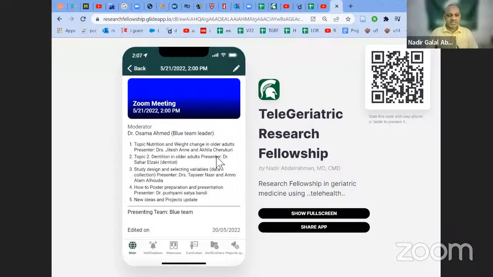I'm going to just share the agenda for today. So we have 4 main topics, and then we will talk about the project ideas and what we are going to do, or some updates. So the first topic will be about nutrition and weight changes as we get older. Then dental topic, followed by study design and some examples. And how to prepare for a poster and poster presentation. Then we will talk about projects up to date and so forth.